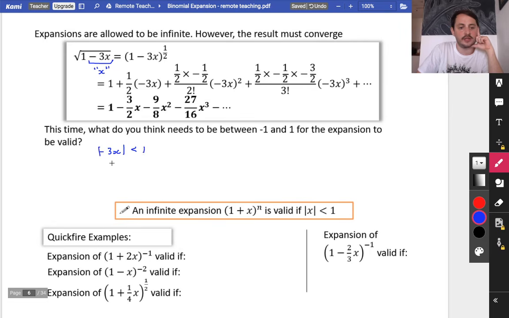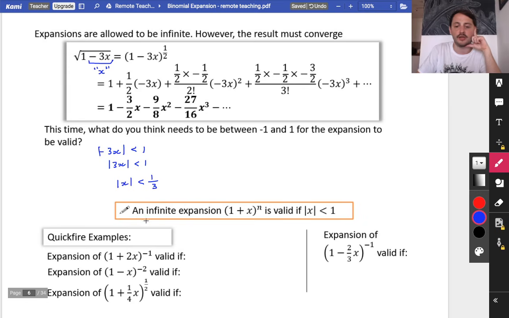And the modulus sign just means that's the same as 3x has got to be less than 1. And then you can divide both sides by 3. So in this particular case, x actually needs to be less than 1/3. And that's because these things that are being squared here, if x was more than 1/3, then you're going to square something and it's going to get bigger and bigger and bigger. So we need these things inside here to be less than 1. And so this is the kind of way we do this.